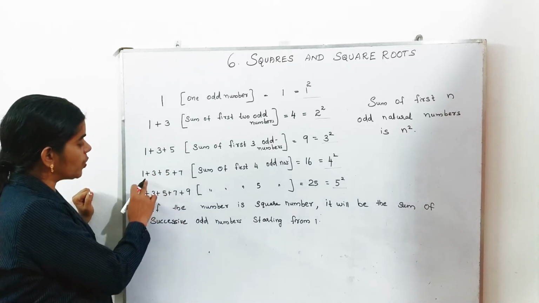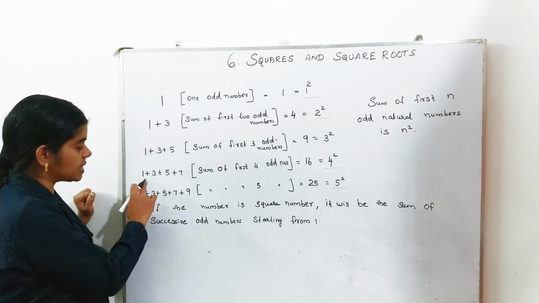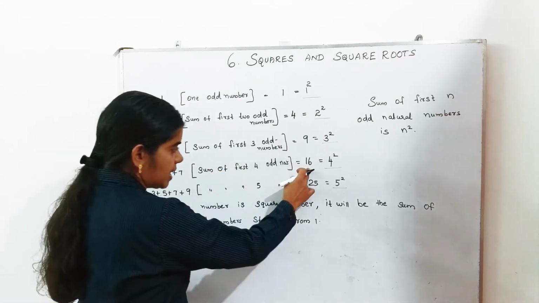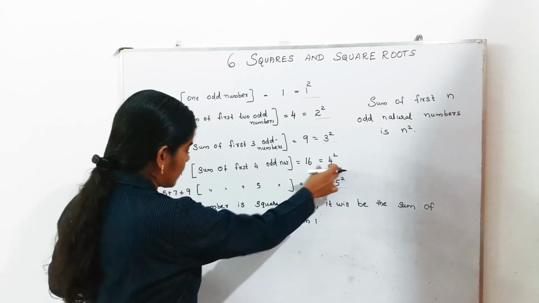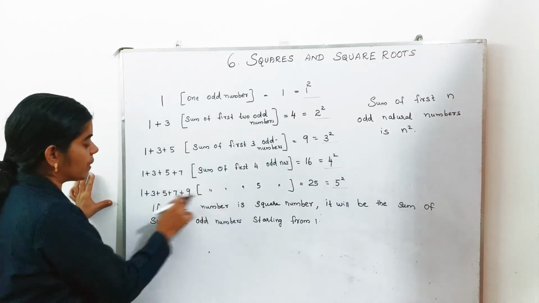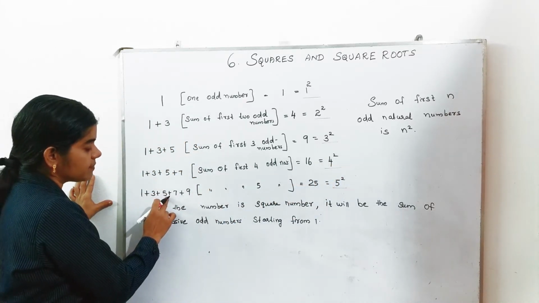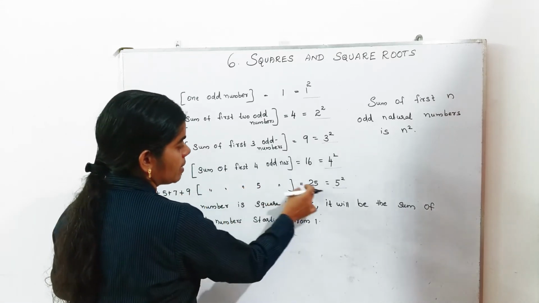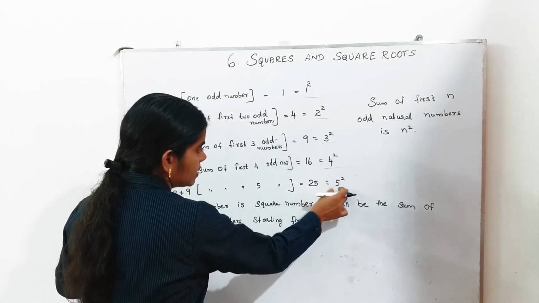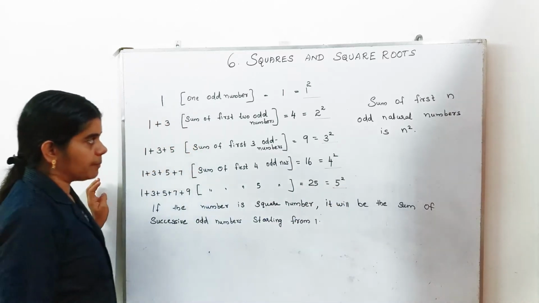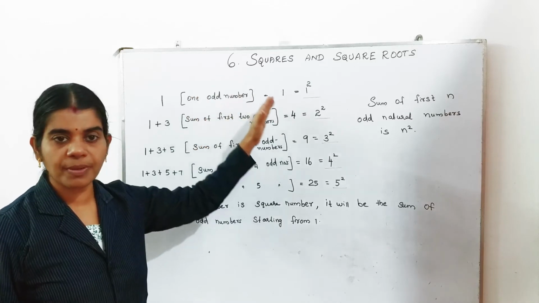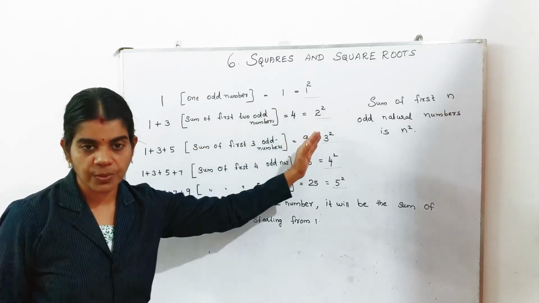Next, first 4 odd numbers: 1 plus 3 plus 5 plus 7 is equal to 16, that is equal to 4 square. Next 5 odd numbers: 1 plus 3 plus 5 plus 7 plus 9. That is the sum of the first 5 odd numbers, that is equal to 25, that is equal to 5 square. Then the sum of the first odd number will be 1, that we can write as 1 square.